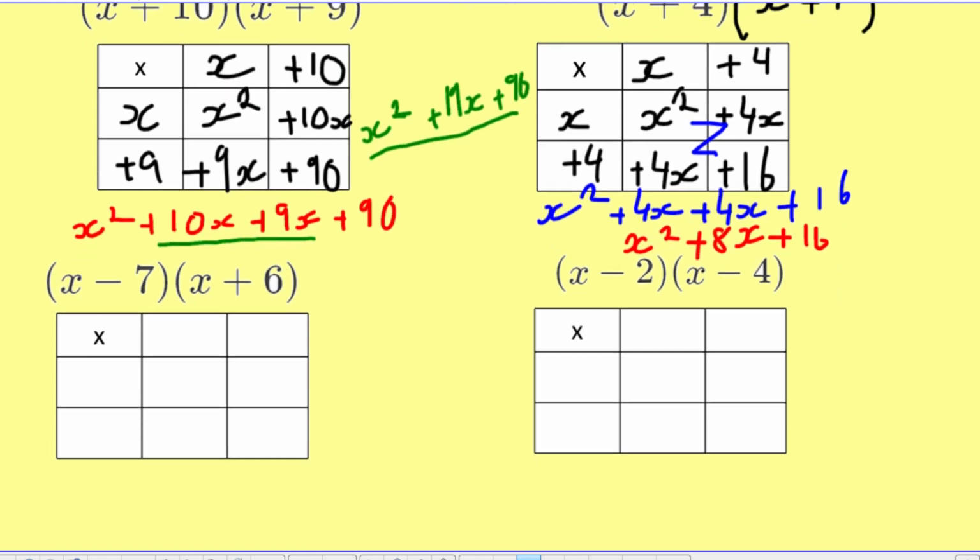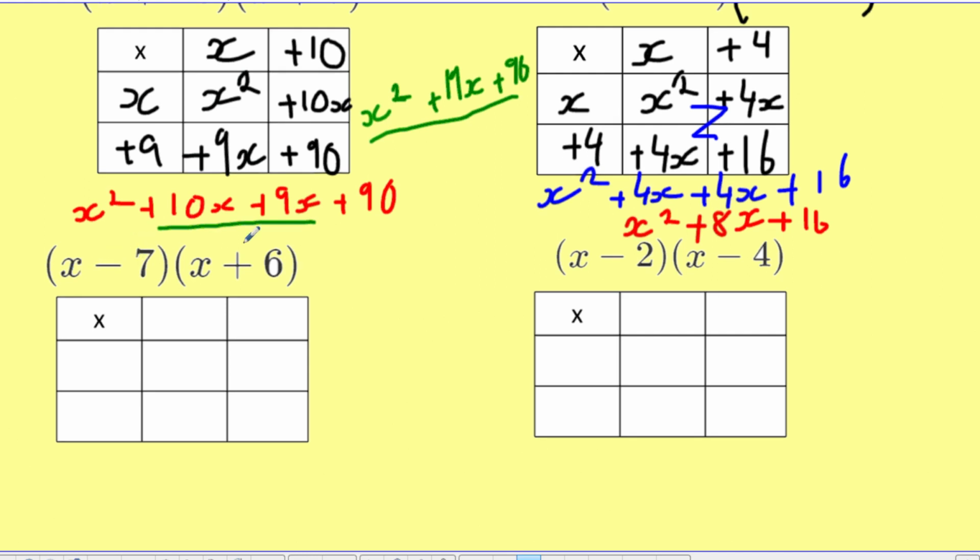Okay, moving on. We've got x minus 7 and x plus 6. So in our brackets, we're going to put x here, minus 7. Doesn't matter which way around you put them, but I usually put the left-hand one at the top. So x times x gives me x squared. x times minus 7 is minus 7x. x times 6 is positive 6x. And minus 7 multiplied by 6, a minus times a positive gives us a minus 42.